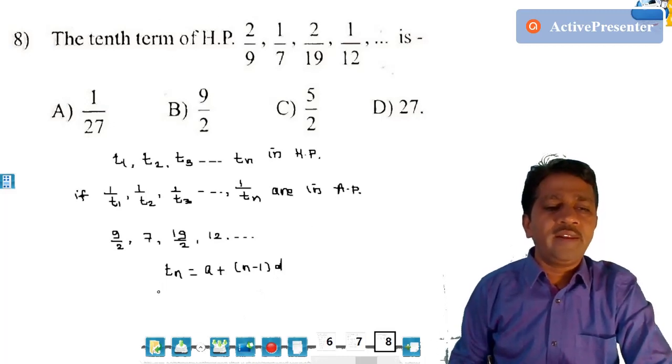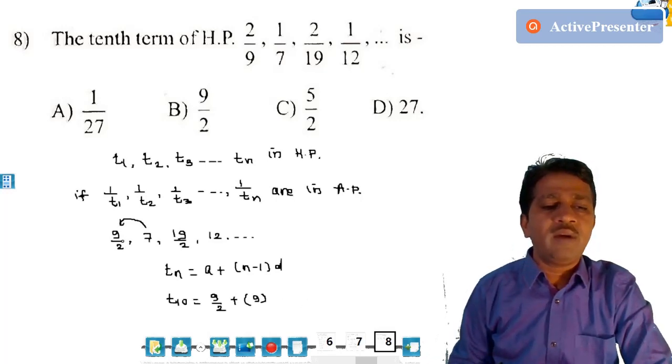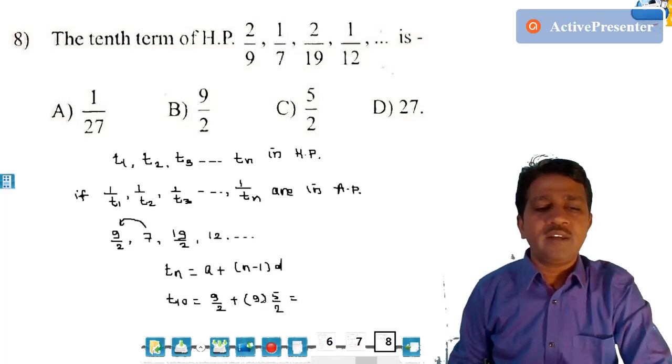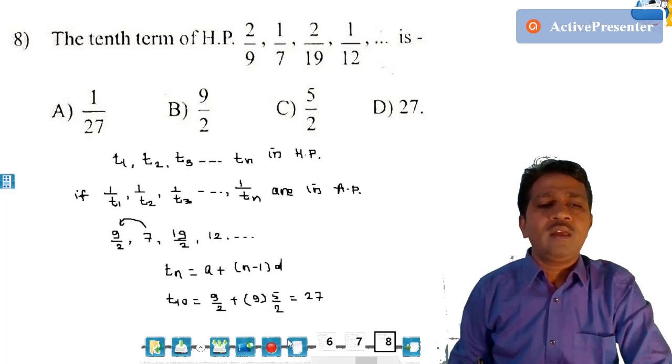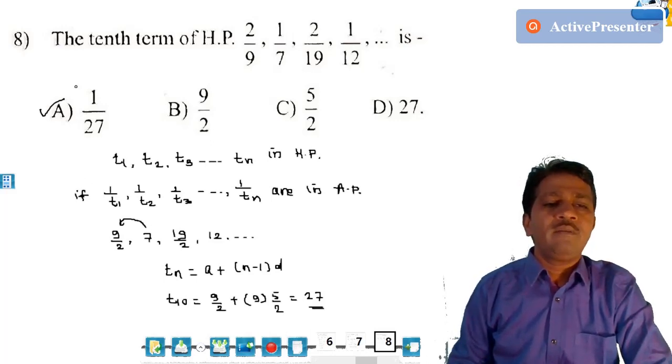So we need to find the 10th term. If I put n to be 10, T10 equals A, the first term, which is 9 by 2 in this case, plus 10 minus 1 which is 9, into D, the common difference. So just take the difference of second to first, 7 minus 9 by 2, it is 5 by 2. Performing these calculations, 9 into 5 is 45, plus 9 is 54, divided by 2 means 27. This is the 10th term of AP. To find the 10th term of HP, we just take the reciprocal of this. So it is nothing but 1 by 27.